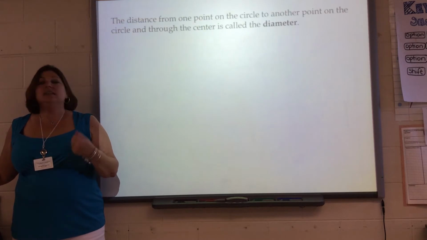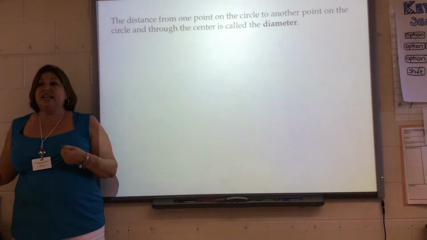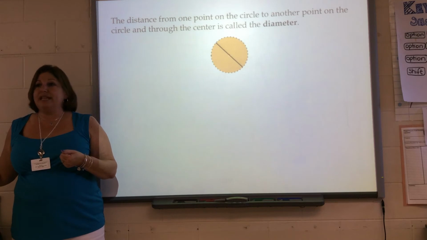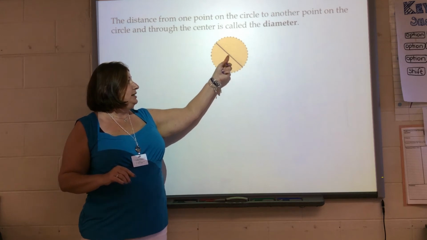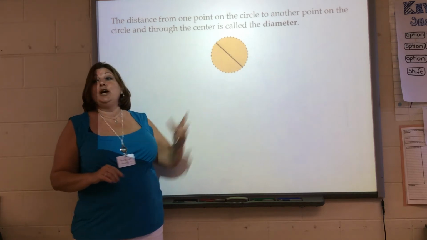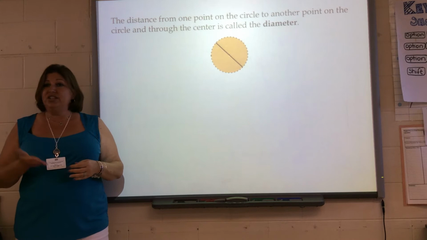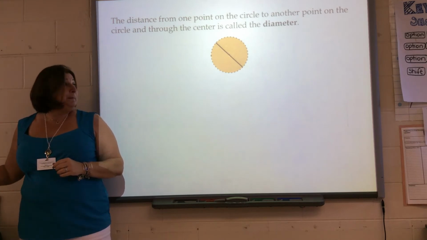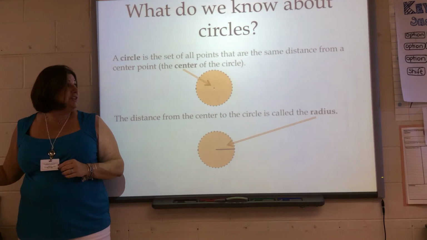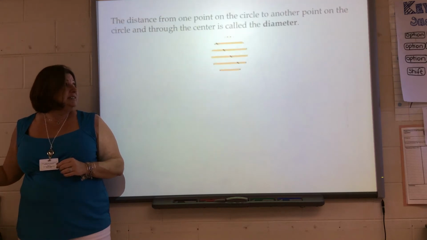And let's talk about what happens if I extend that radius straight across. Not only do I have the radius from this center point to the edge and this center point to the edge, but because it's one continuous line segment, we call that the diameter. Just joking, we're going this way.